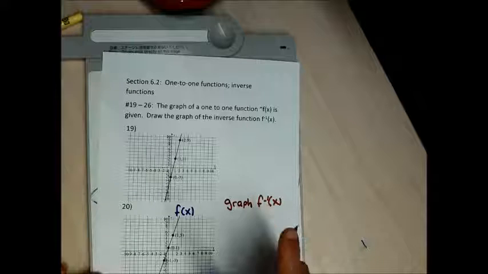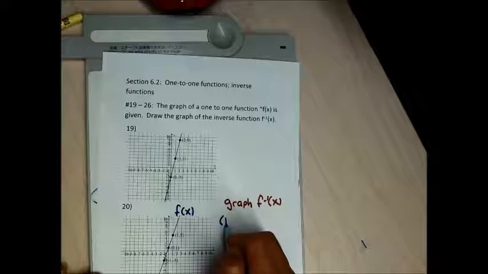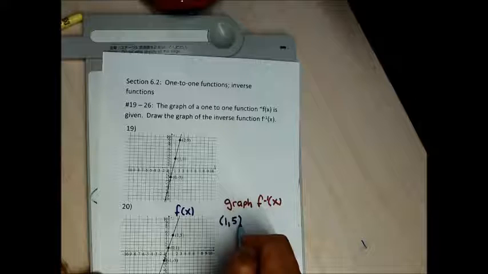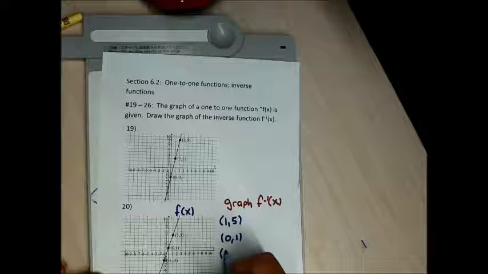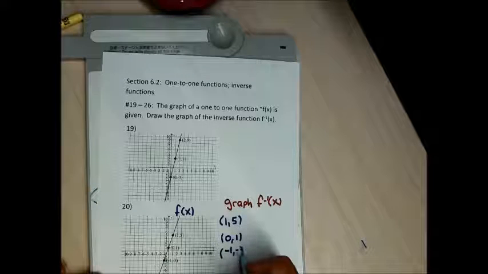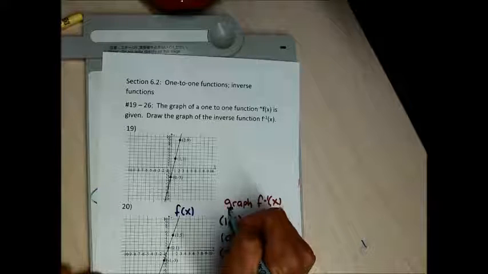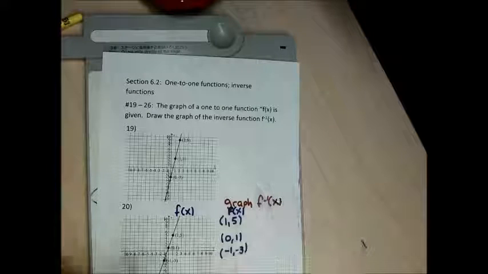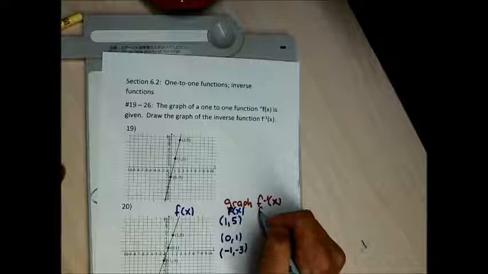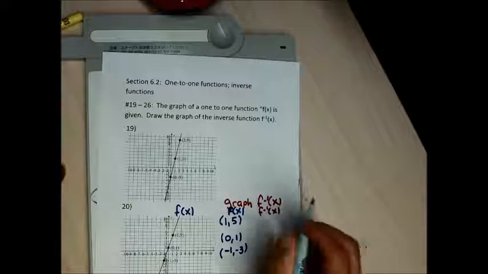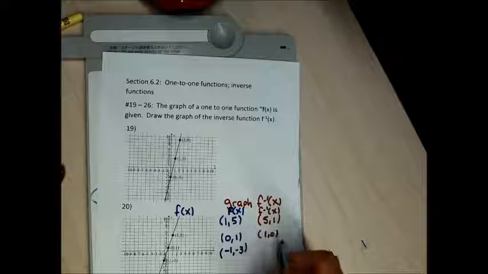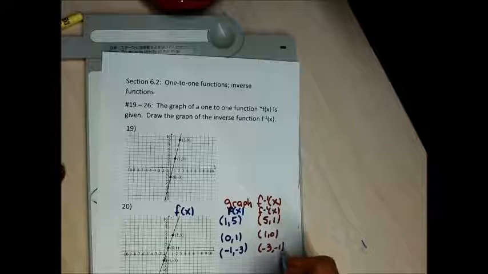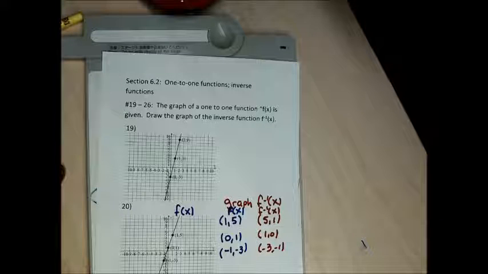The nice thing about the way I've done these for you, the function that I drew, I labeled some points, and in problem 20, I labeled the points of f of x being (1, 5), (0, 1), (-1, -3). Well, automatically, I know that my graph of f inverse has to have the points (5, 1), (1, 0), and (-3, -1), because inverses have their x's and y's switched.